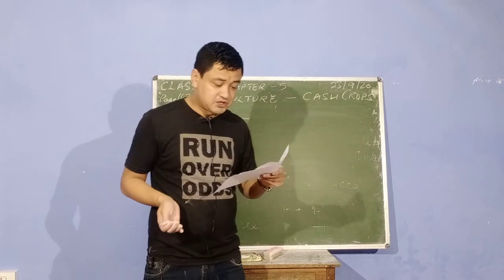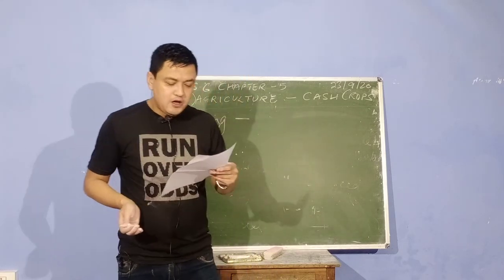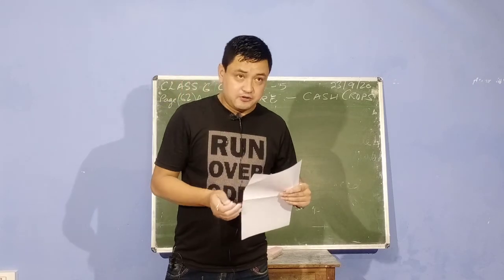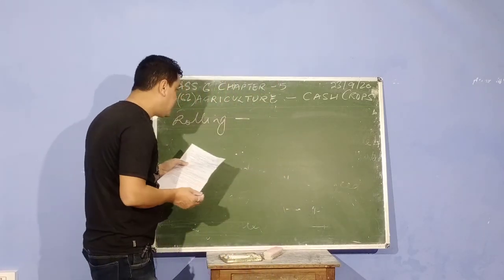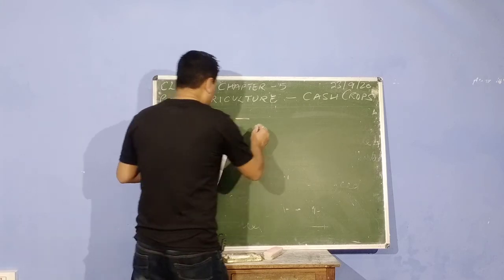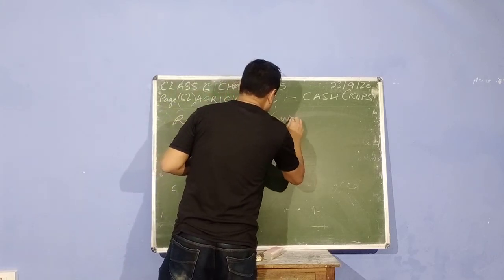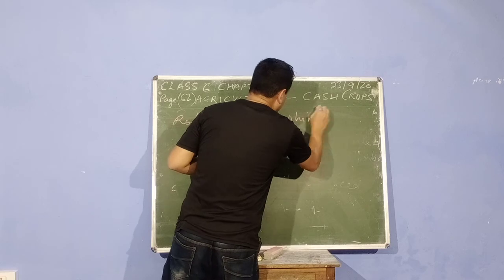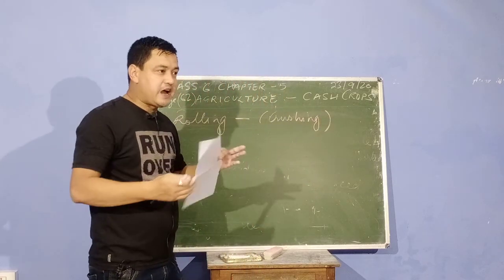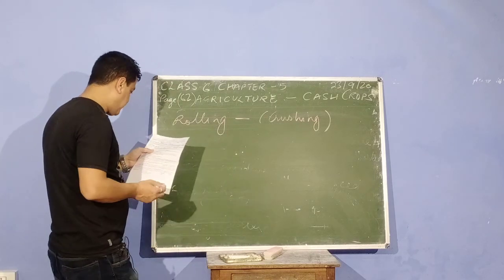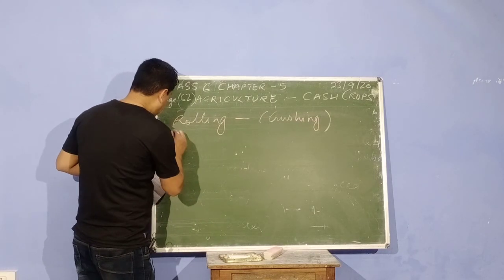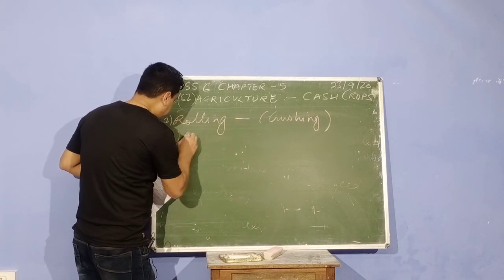What is fermentation? Fermentation means you are developing the scent of the leaves and the flavor of the tea. So rolling means crushing the leaves in order to take out the scent or flavor of the tea. The third process is known as fermentation.